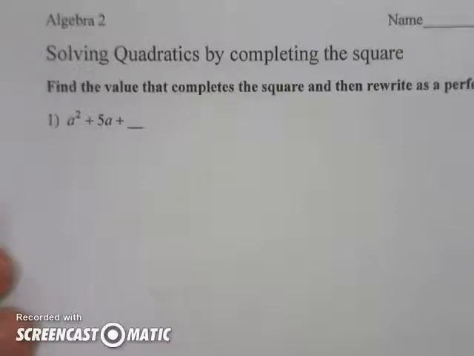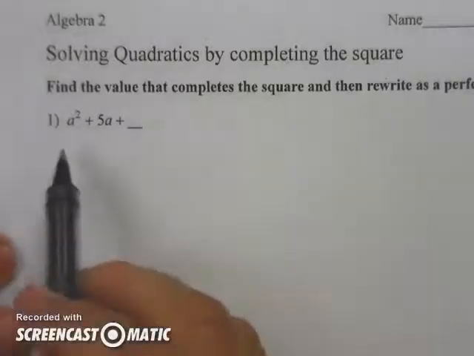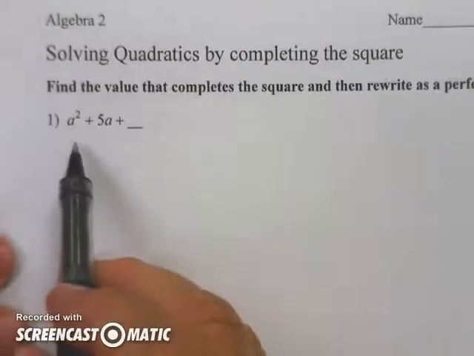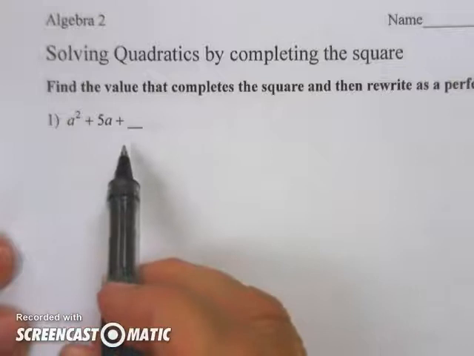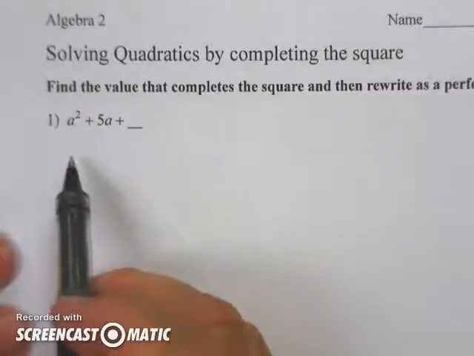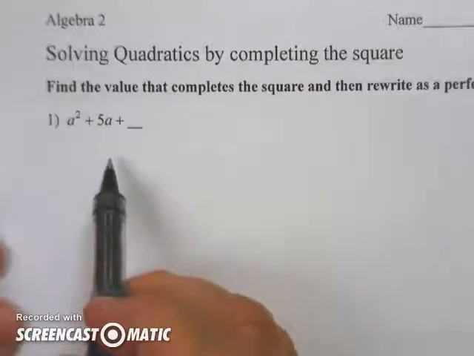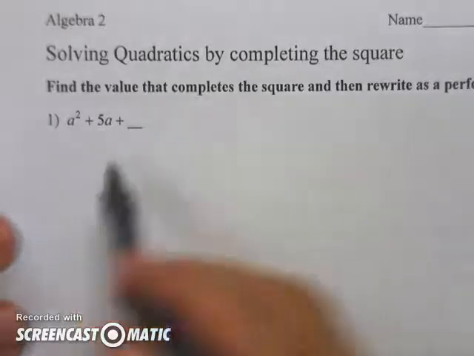Today I want to do a quick review of solving quadratics by completing the square. First, we're just going to work on completing the square. So in my problem, a squared plus 5a plus something, to make this a perfect square trinomial, I have a particular method I want to use.